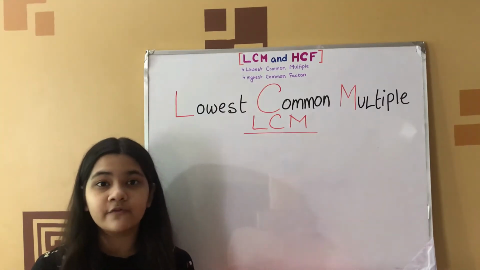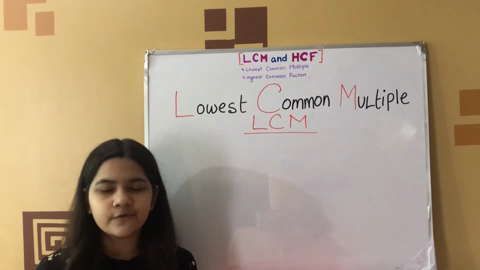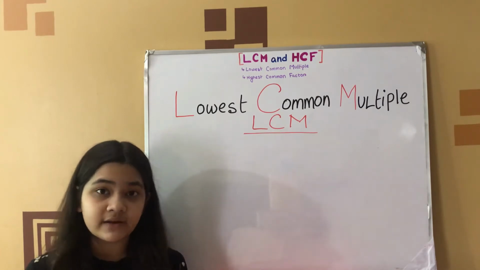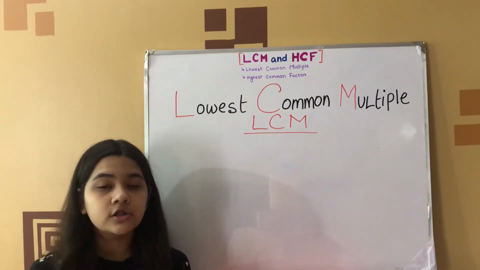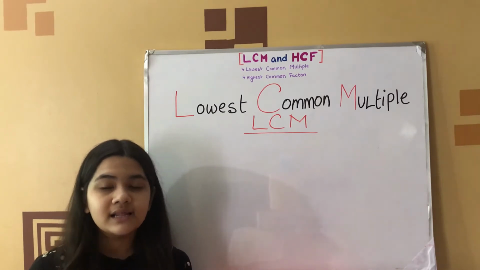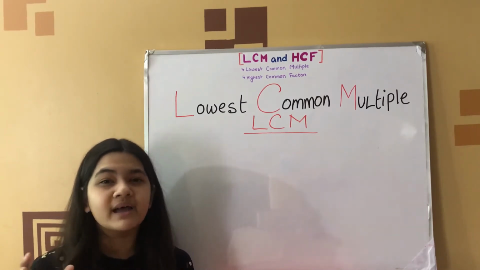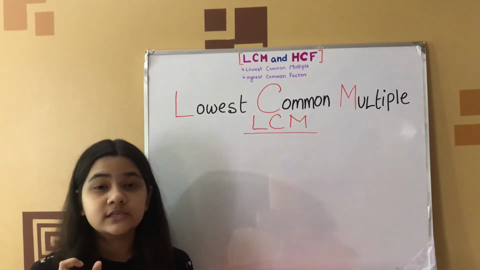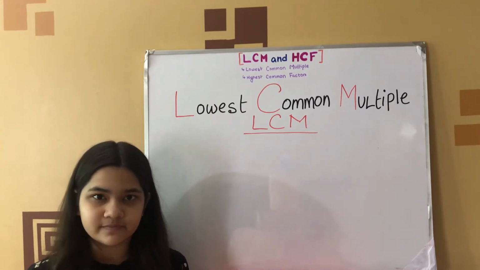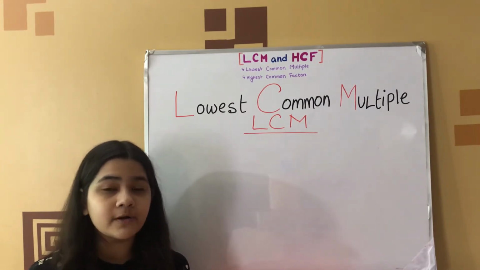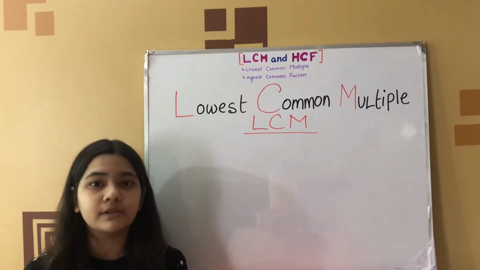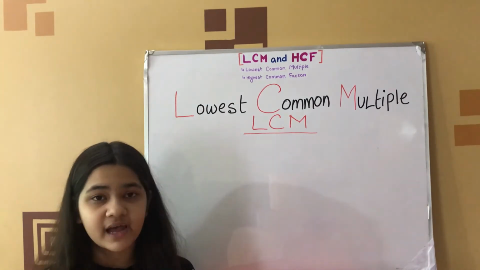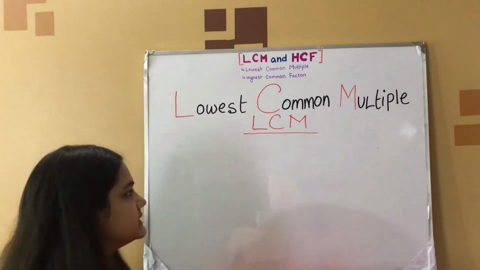Now that we know what factors and multiples are, it will be easier for us to understand LCM and HCF. So what does LCM stand for? LCM stands for lowest common multiple or least common multiple. By seeing its name, we can understand that we have to find the smallest common multiple. Again, multiple is the number we get after multiplying factors. One easy and quick way to do it is, let's find the LCM of 18 and 30.